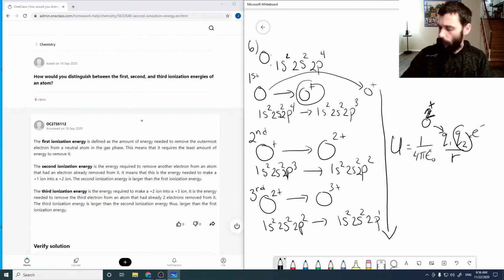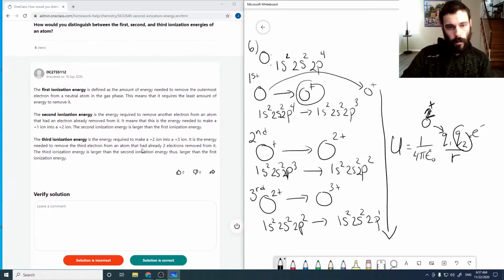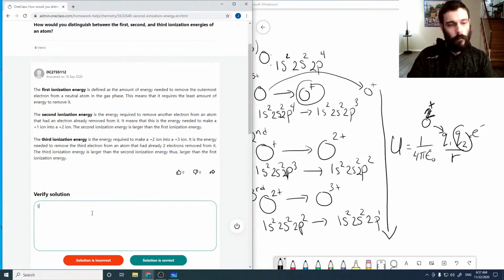Okay, so now looking at what the solution is given as. The first ionization is the amount of energy to remove the outermost electron from a neutral. The second is the energy required to remove another, which is always higher than the first. And the third is the energy required to remove it from the 2+ to make a 3+, and it's always larger than the second and the first, obviously. Okay, so that looks good.